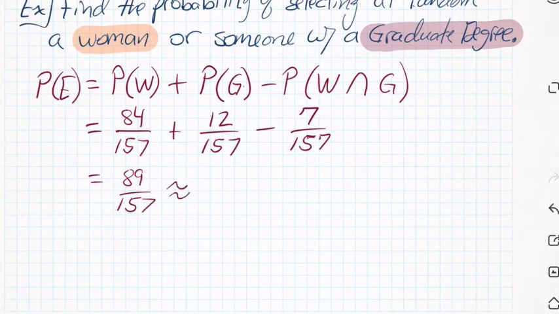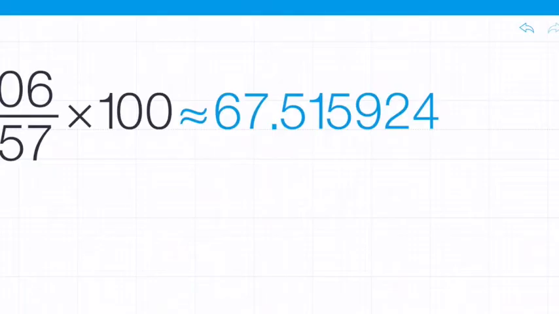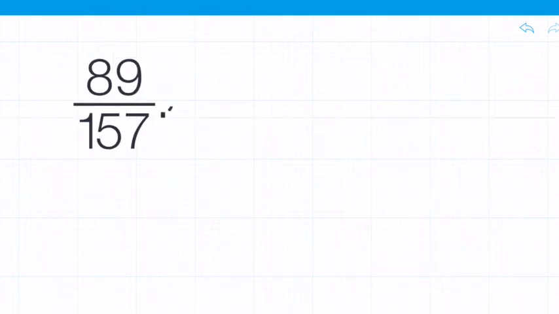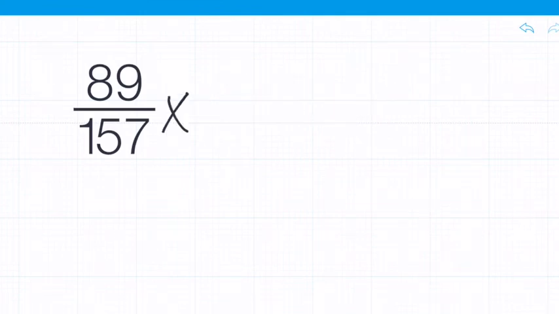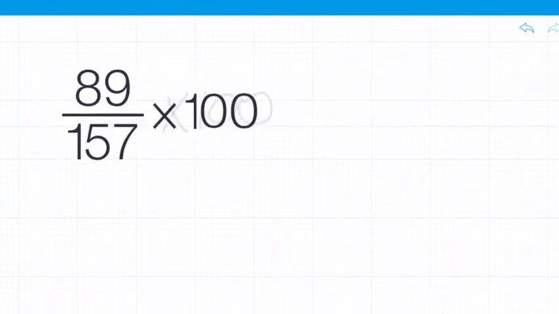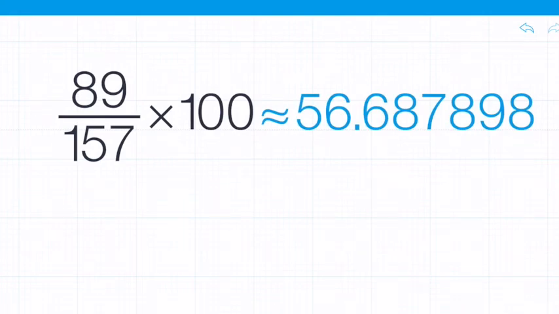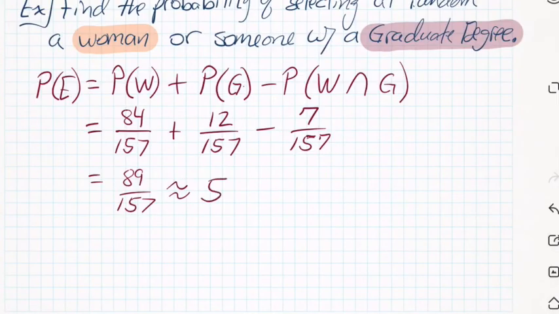And again, it's an ugly fraction, not really fancy, and it doesn't reduce. So 89 divided by 157. And oops, we forgot again. We're changing it to a percent, so times 100. So 56.7. So this would be 56.7% of the time we would be able to select a woman or someone with a graduate degree.